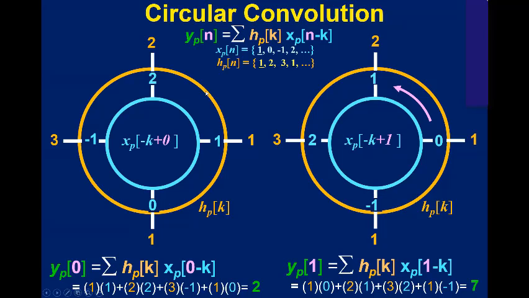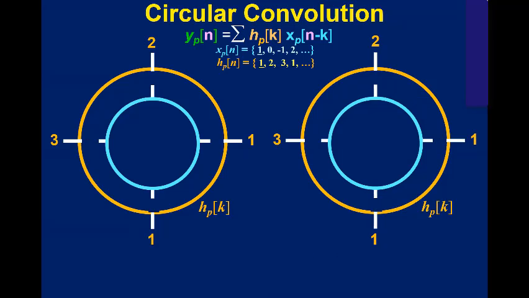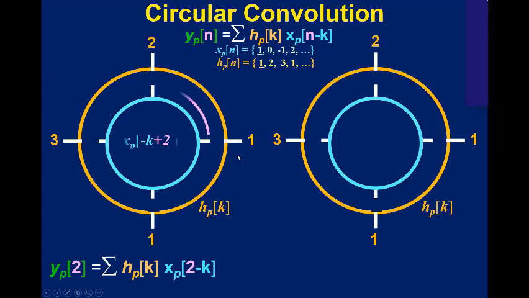Now my two functions have a period of 4, so I know my output also has a period of 4, so I need 2 more of these and then we're done. So let's do the n equals 2 version. We keep our h as it was. The x of minus k, we're going to shift now 2 positions. So it starts here, 1, 0, minus 1, 2, around the circle.